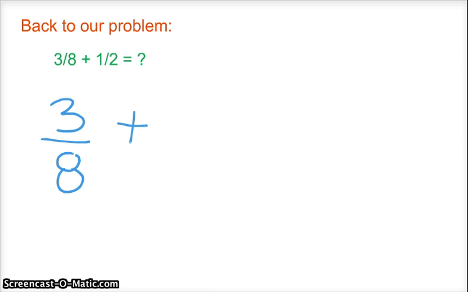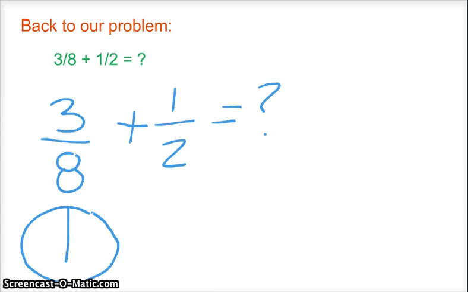Now, with that information, we're going to head back to the original problem that we were working on. And that problem is 3/8 plus 1/2 equals question mark. So let's see if we can use our new knowledge about equivalent fractions to help us solve this problem. So I'm going to say 3/8 plus 1/2 equals question mark. Okay, so now I'm going to draw my pie chart and I'm going to divide it into 8ths. See, now we have 8 equal pieces, or just about equal. And I'm going to shade in 3 of those.